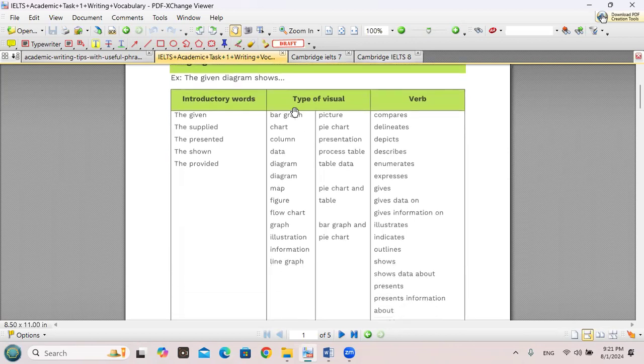So you can write bar graph, the one with bars, a chart, you can write column, data, diagram, map. Sometimes you have map, figure, flow chart, graph, illustration, information, line graph, and also they forgot about table. You can write table. Picture, no, they wrote it here. Yeah, picture, pie chart, presentation, process, table. Yeah, you have table here. Pie chart and table. Sometimes you can have two.